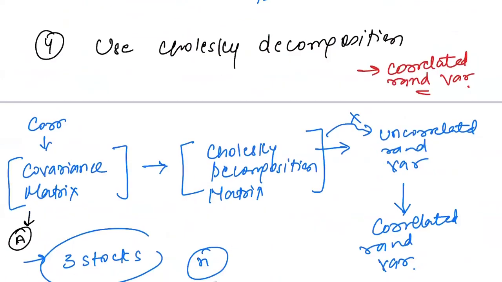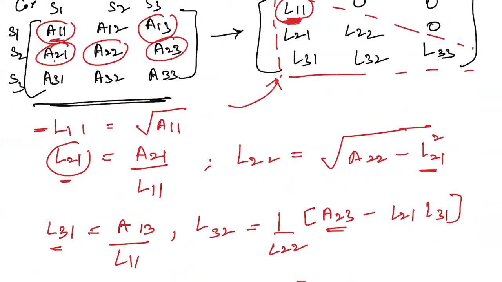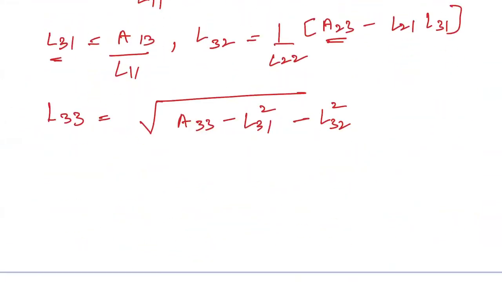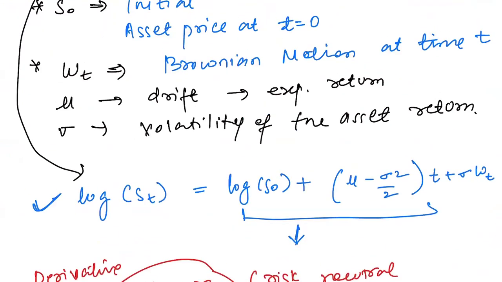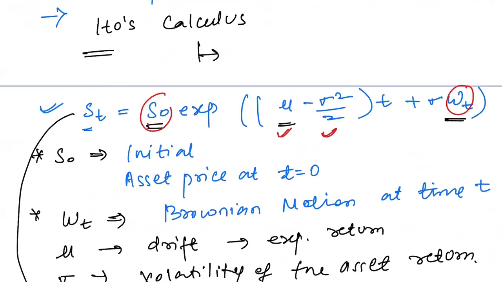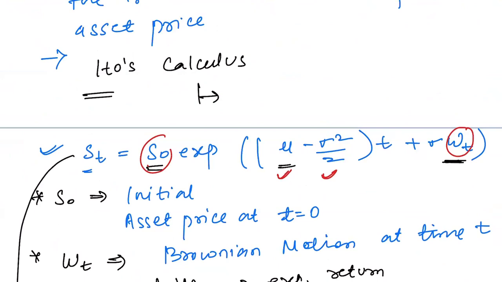Once we do this process, we get our Wiener process, WT. So if you see, we got all the terms. In this way, now you can model ST.